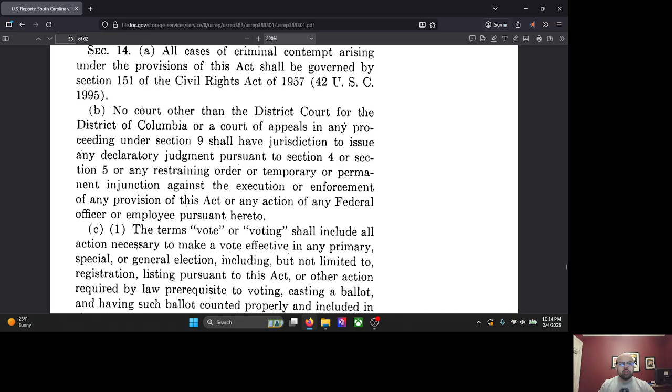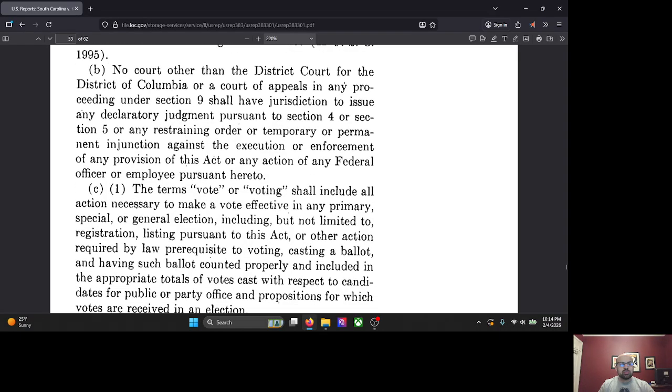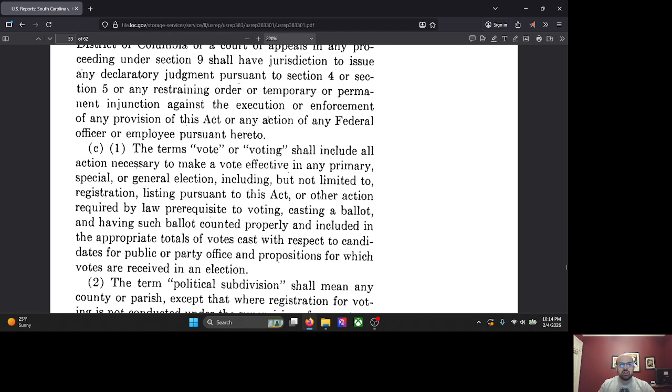B. No court other than the District Court for the District of Columbia or a court of appeals in any proceeding under Section 9 shall have jurisdiction to issue any declaratory judgment pursuant to Section 4 or Section 5 or any restraining order or temporary or permanent injunction against the execution or enforcement of any provision of this act or any action of any federal officer or employee pursuant hereto.